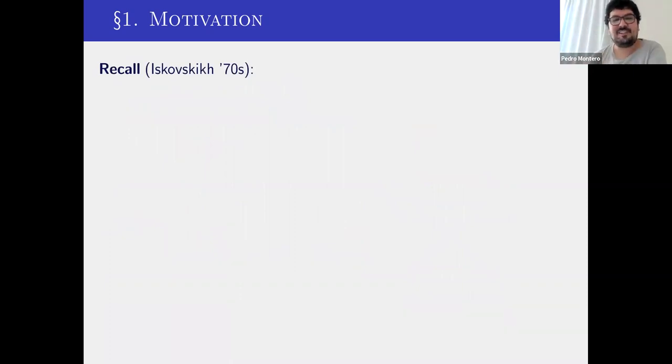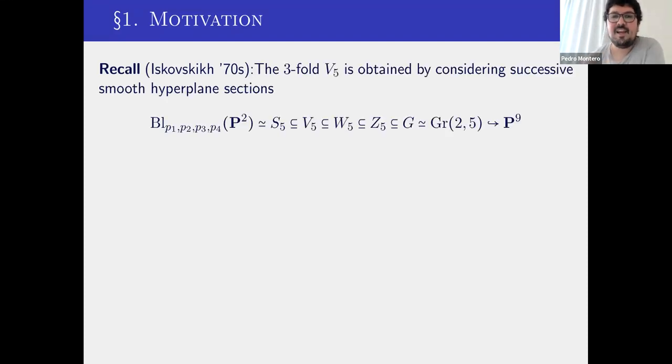I have to explain what this B5 is. This goes back to Iskovskikh. This trifold B5 is very nice. It's a trifold obtained from very classical things that we learn in algebraic geometry, very classical algebraic geometry. So this is the following.